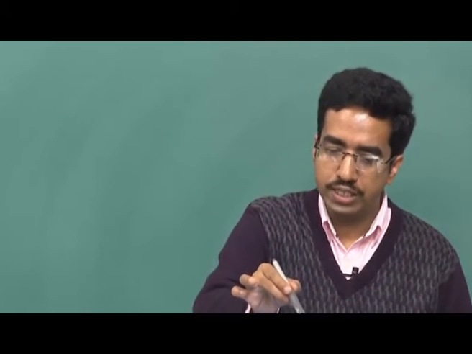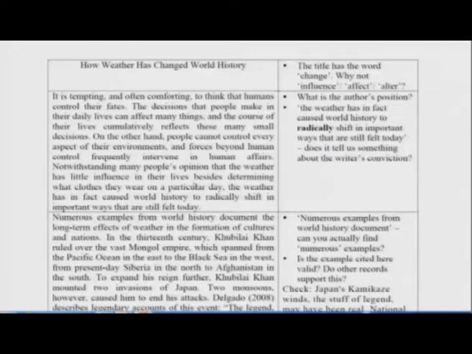So, we know the title is How Weather Has Changed World History. So, the title has the word change. Let us look at synonyms like influence, affect, alter. Why has the writer not used any of the other synonyms? So, for example, if the writer had used influence, would it be something different? How weather has influenced world history?